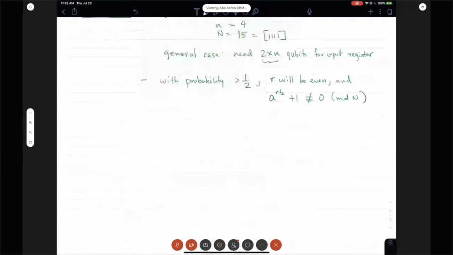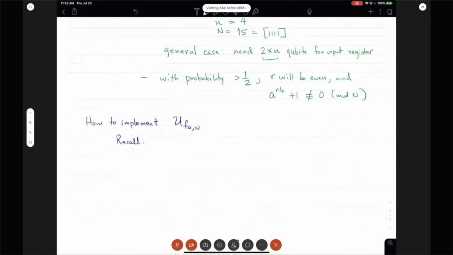Let's talk about how to implement U_f of a, N, okay? I'll just remind you very quickly, recall that U_f of a, N implements the function a to the x modulo n, okay? And remember, x really is just the decimal representation of something that looks like this.